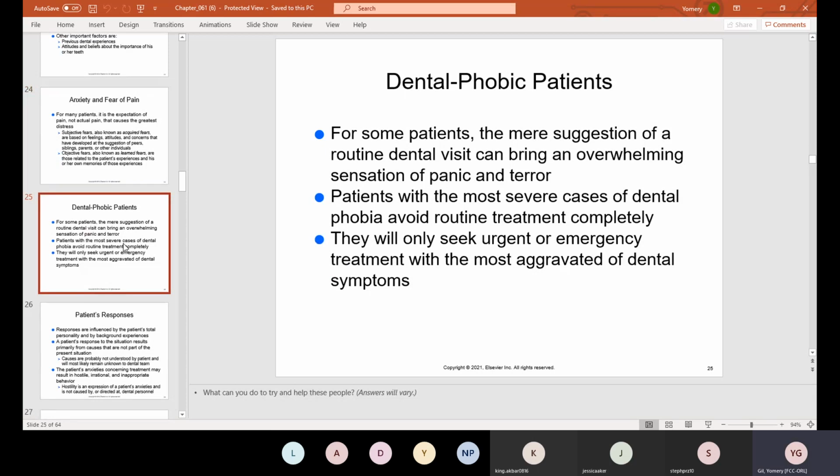Dental-phobic patients. For some patients, the mere suggestion of a routine dental visit can bring an overwhelming sensation of panic and terror. Patients with the most severe cases of dental phobia avoid routine treatment completely. They will only seek urgent or emergency treatment with the most aggravated of dental symptoms. So you do see that a lot in the dental office because they're so scared to go to the dentist. They will only go when it's too late, when they're already in pain, when a tooth broke, when something major happened. But the trick is you have to do routine exams and cleanings and keep up with your dental work so that these things don't happen, and then of course you'll have no reason to be scared or have a phobia of the dentist.